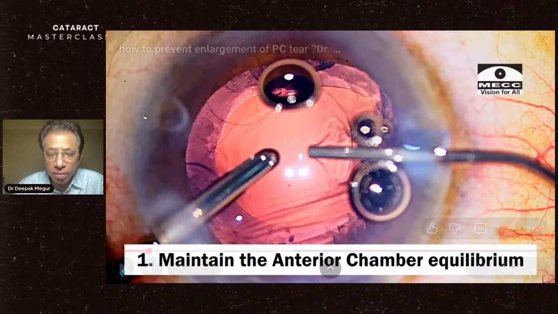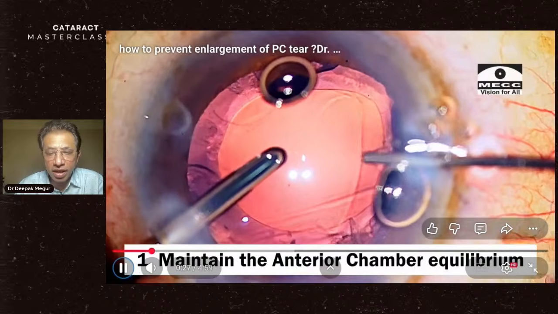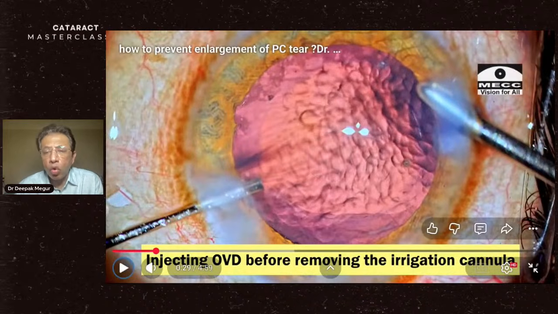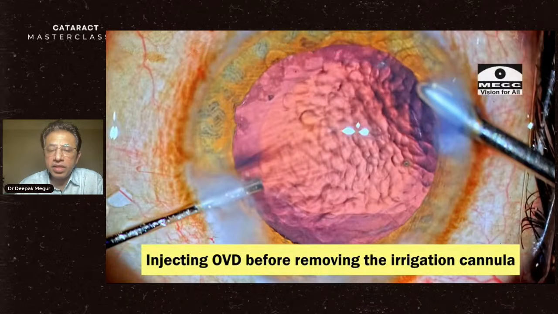First thing is, before coming out, inject OVD into the eye to maintain the chamber. Don't overdo it; another important point is, don't overfill. Just enough to maintain the chamber as you come out. Inject OVD, then stop the irrigation, and then come out.